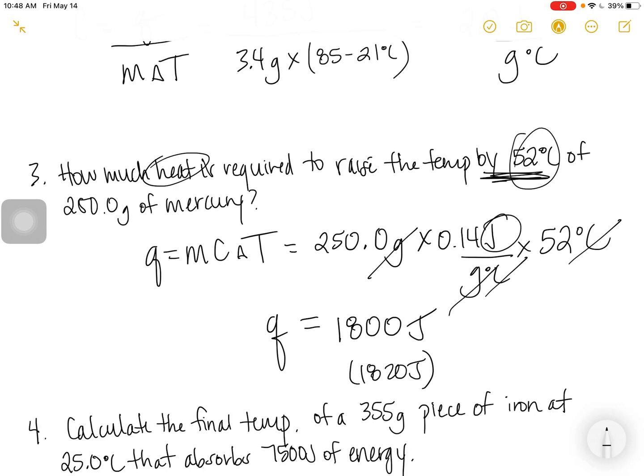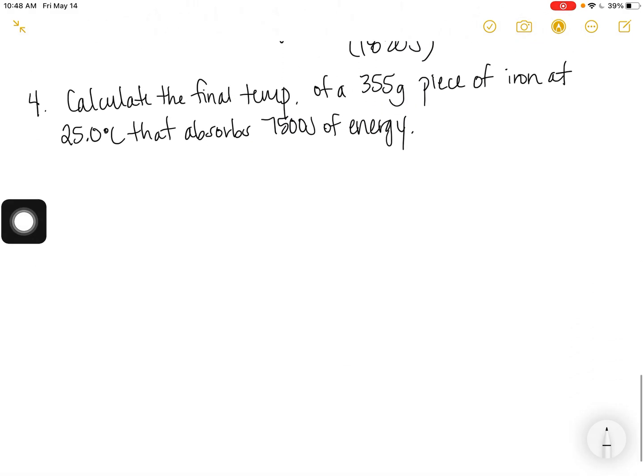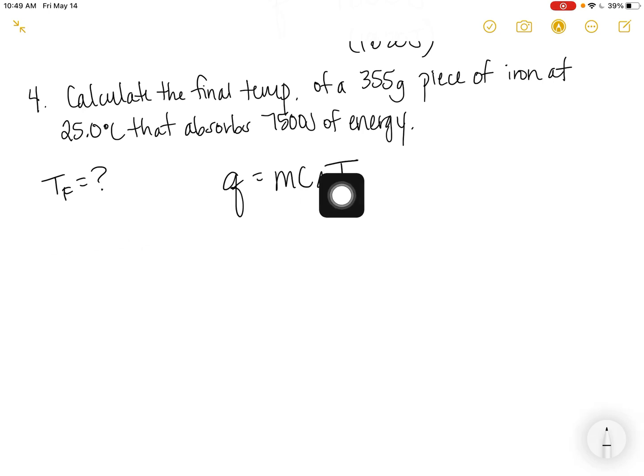And then the very last one is probably the hardest of them all. Oops. It says calculate the final temperature of a 355 gram piece of iron at 25 degrees Celsius that absorbs 7,500 joules of energy. So they want me to find T final, which is actually not in this formula. That's because it's embedded in delta T. So I'm actually going to do this in 2 steps. I'm going to solve this for delta T, and then I'll attempt to solve it for T final. So I need delta T by itself, divide by MC.